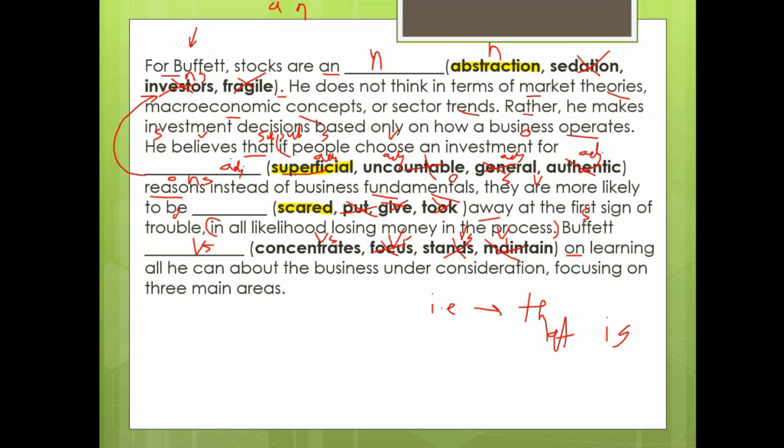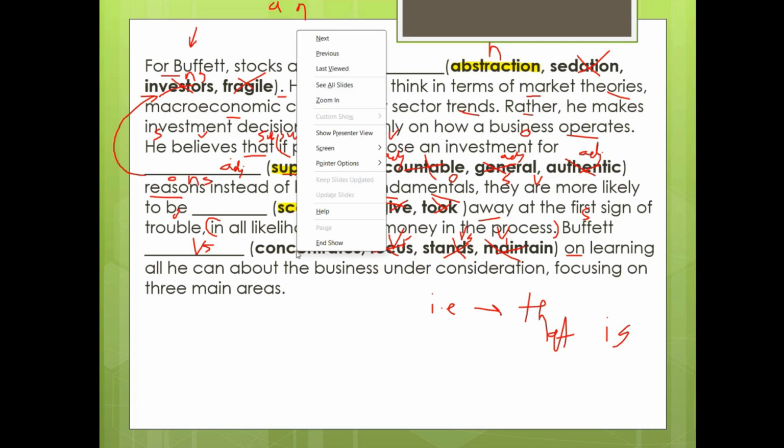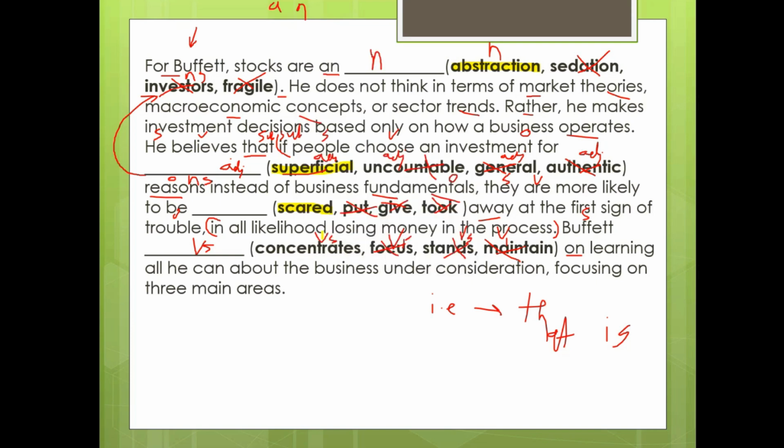So he focuses on makes sense, but this person is singular. Concentrate and focus are two different words with the same meaning. So concentrates, always read till the end. Buffett concentrates on learning. Focus on and concentrates on, both make sense with on. Learning all he can about the business under consideration, and focusing on three main areas. Focusing is the evidence to pick concentrates.